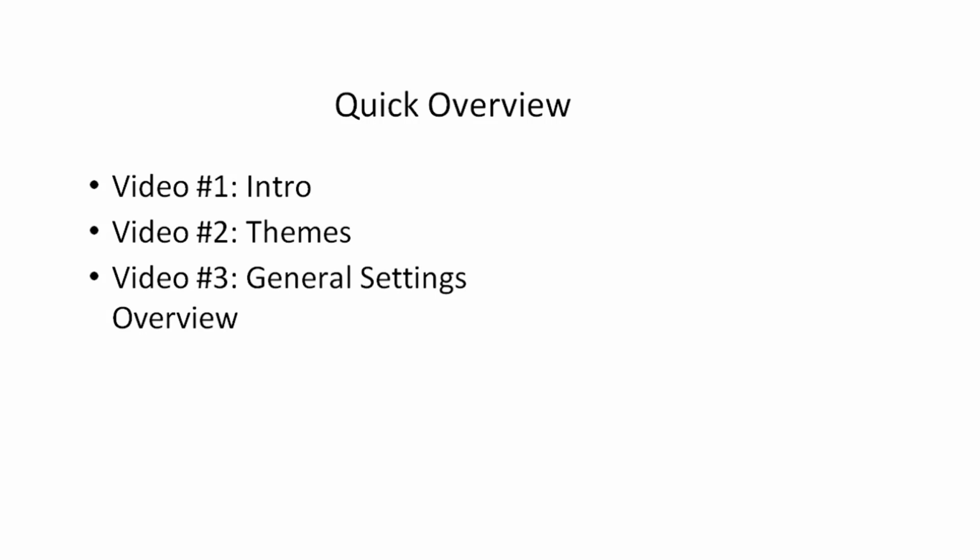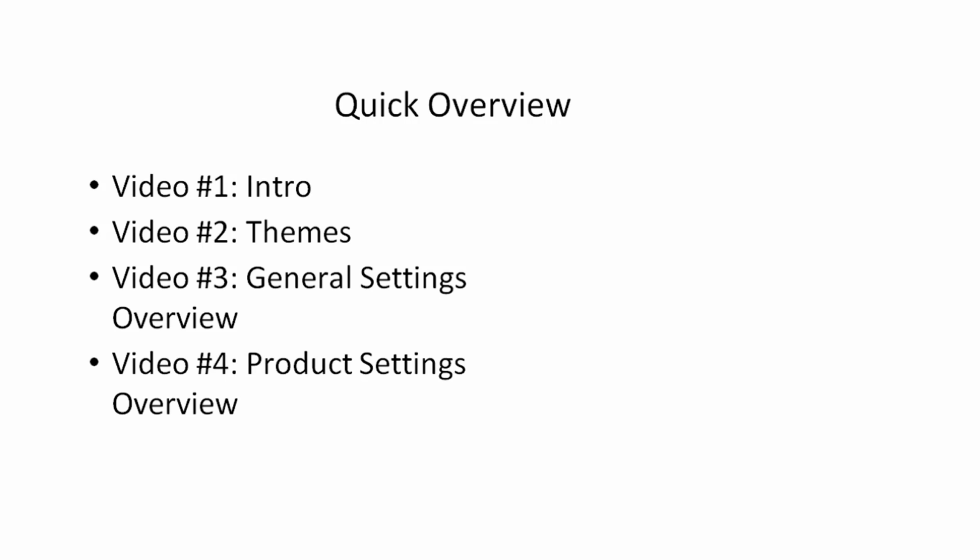Video number 3, we'll talk about the general settings within WooCommerce, and then exactly how to tweak them, how to customize them, and all of that. Video number 4, we'll talk about the product settings overview, which are the products, how to create a product, how to edit a product, how to customize a product.